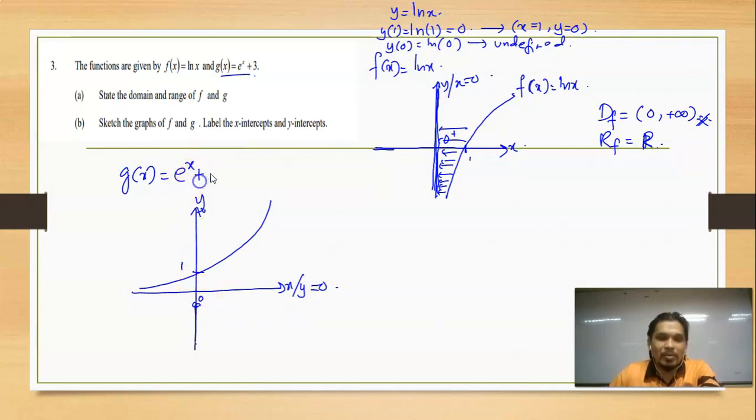Now, back to the original question, plus 3. e to the power of 0 plus 3: e to the power of 0 equals 1, and 1 plus 3 equals 4. Now, just imagine that this graph shifts 3 units above. The shape remains, but it shifts from this position up to here.